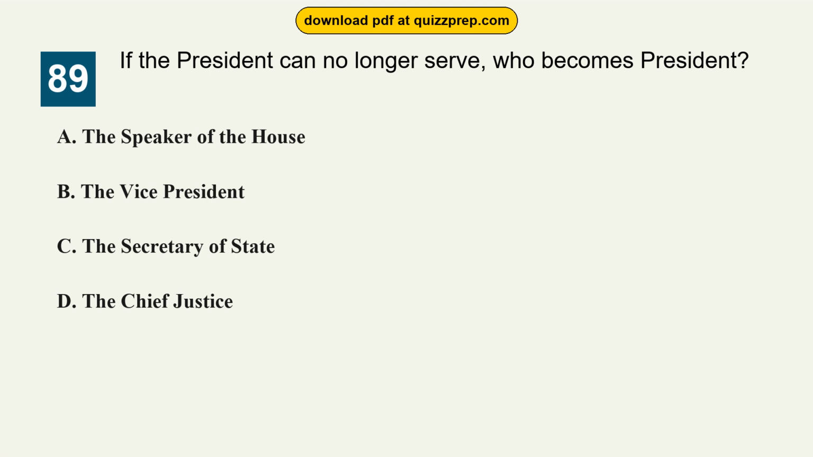Question 89. If the president can no longer serve, who becomes president? Option A, The Speaker of the House. Option B, The Vice President. Option C, The Secretary of State. Option D, The Chief Justice.